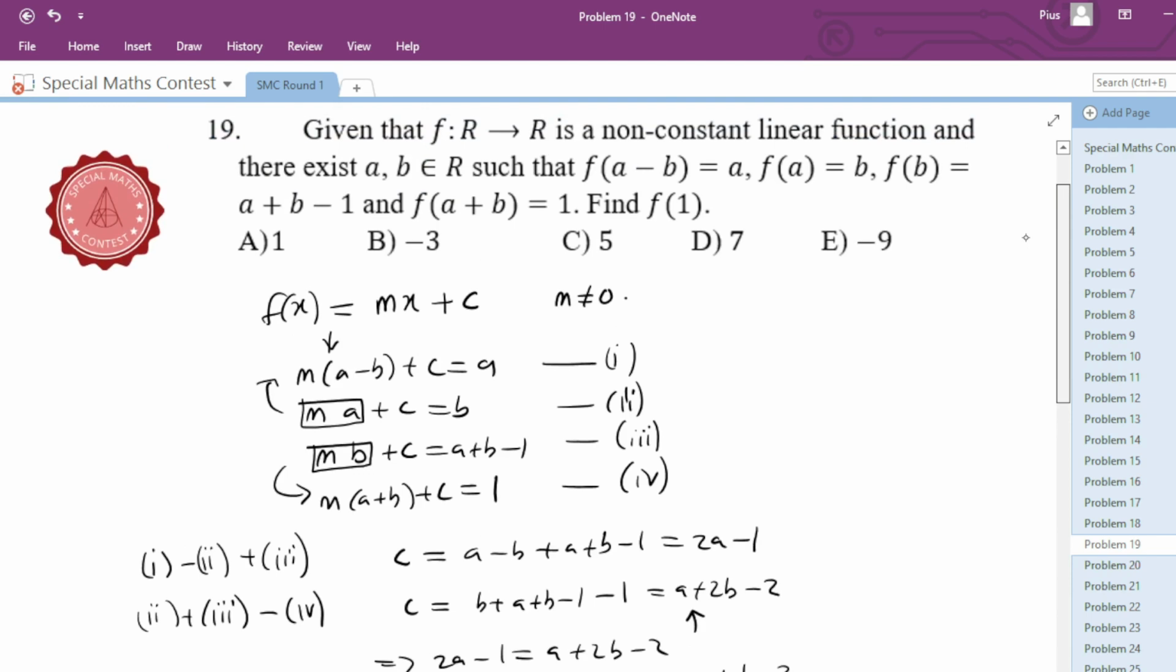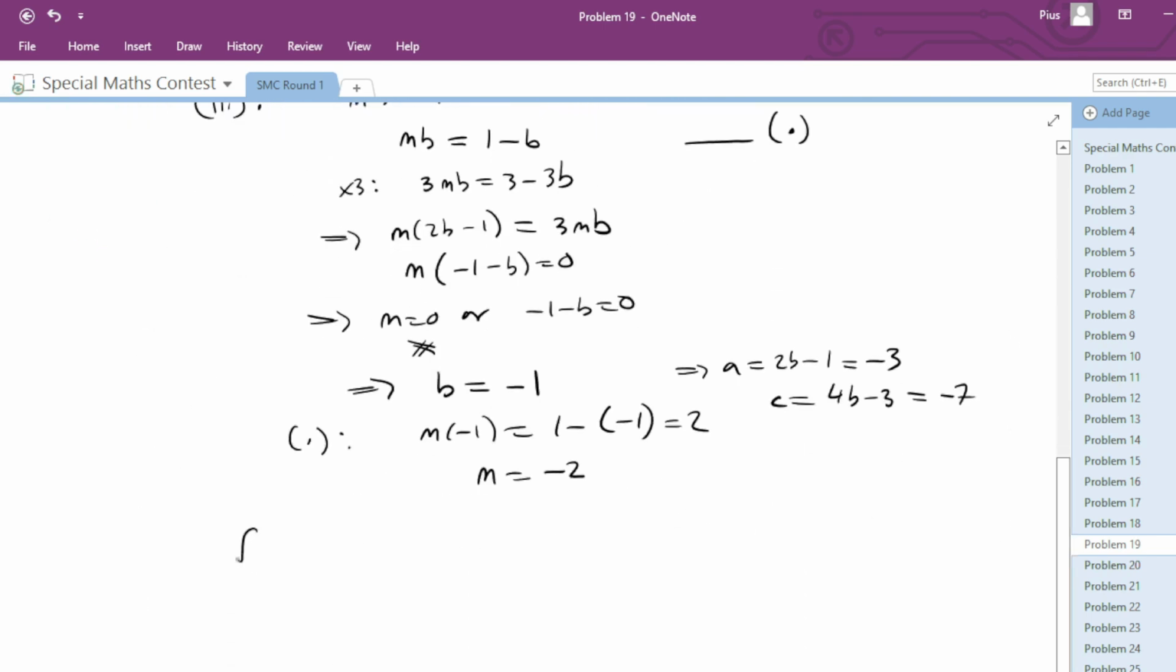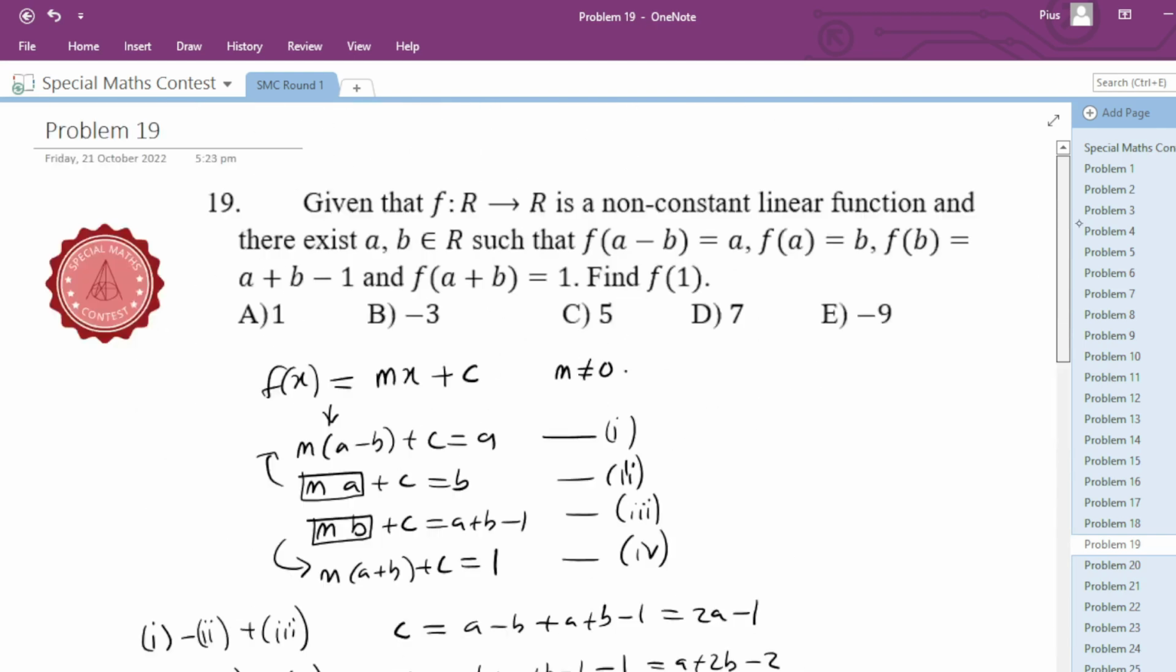We just need m and c majorly to get f of 1. So f of 1 is m times 1 plus c, which is m plus c. That would just be minus 2 minus 7, so that's minus 9. So the correct option here is option E, negative 9.